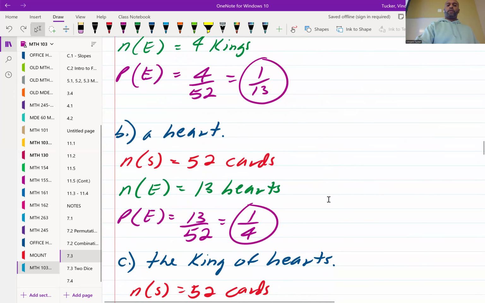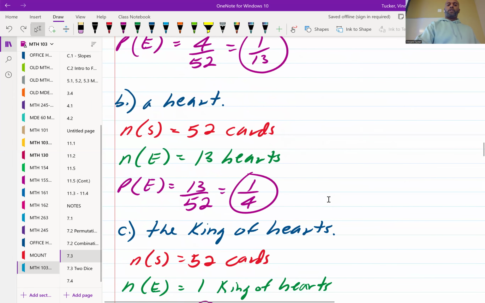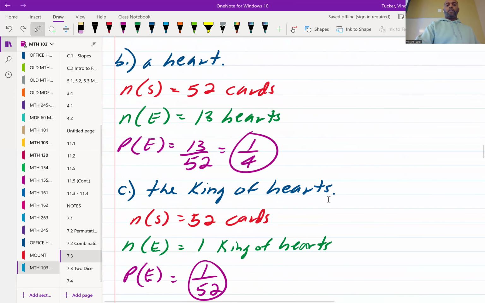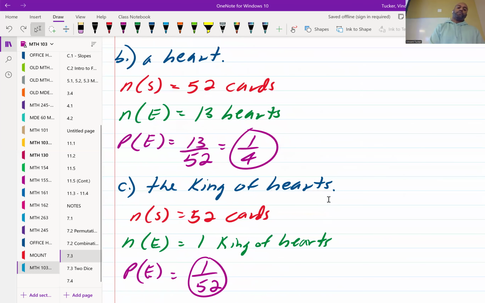And one more dealing with this example. What's the probability of being dealt the king of hearts? Sample space is 52 cards. There's only 1 king of hearts. Remember, for each suit there's 1. So there's a king of clubs, king of spades, king of diamonds, and 1 king of hearts. So the probability of getting the king of hearts is just 1 over 52.